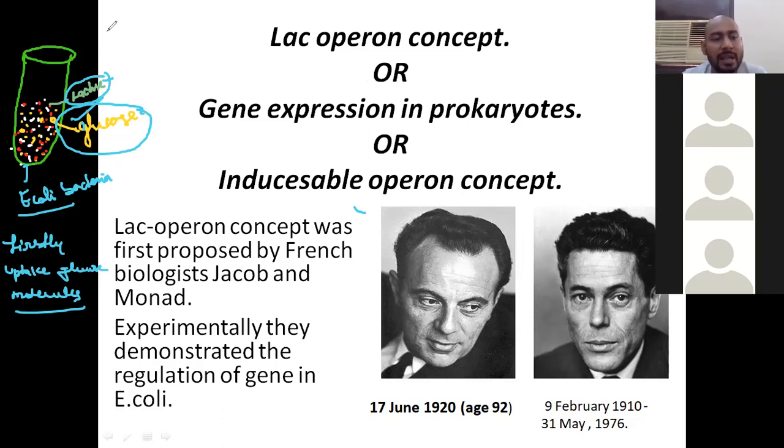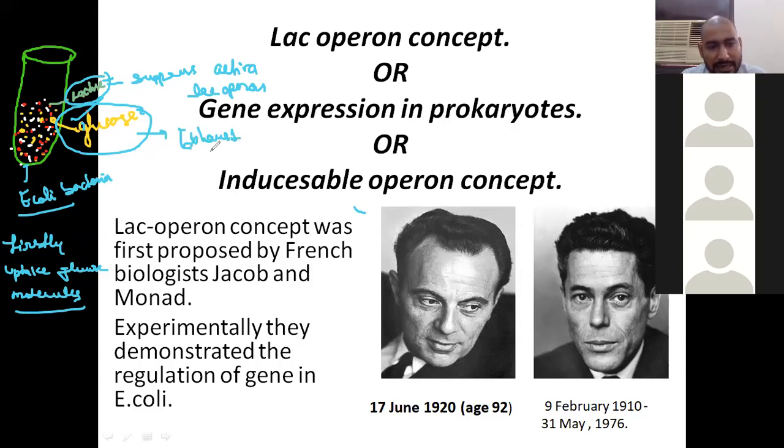When glucose is being consumed by the E. coli bacteria, it will suppress the activity of the operon. E. coli bacteria firstly consume the glucose, and when it consumes the glucose, it represses the activity of lactose utilization. So lactose cannot be consumed by the E. coli bacteria. Now when glucose molecules are exhausted, what happens?